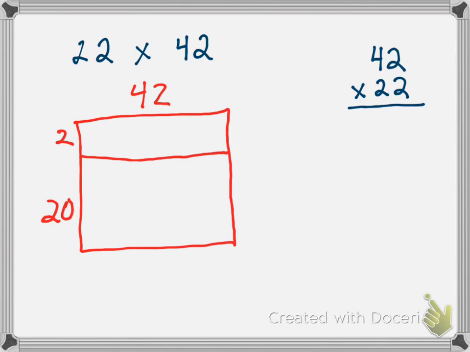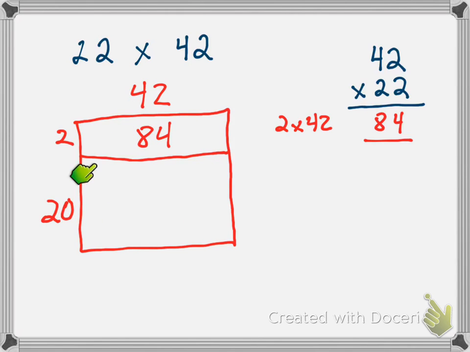We got 2 times 2 is 4, and 4 times 2 is 8. All right, and then on this side, we're going to do the same thing. 2 times 2 is 4, and 4 times 2 is 8. So basically what we're doing here is 2 times 42, and we get 84 for our first one. And then we're going to go on the bottom, and we've got 20 times 42.